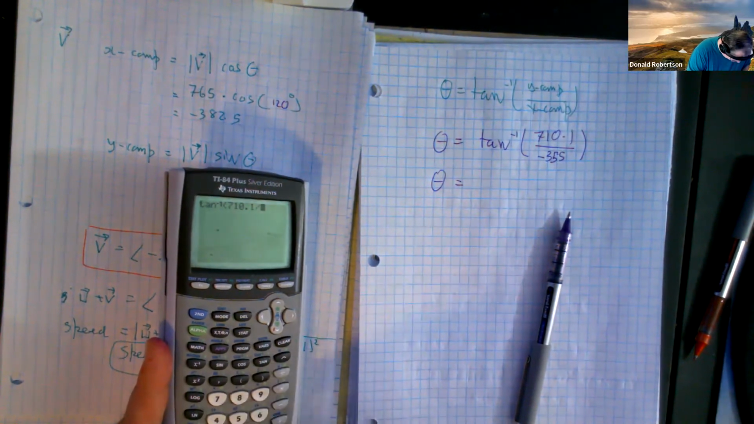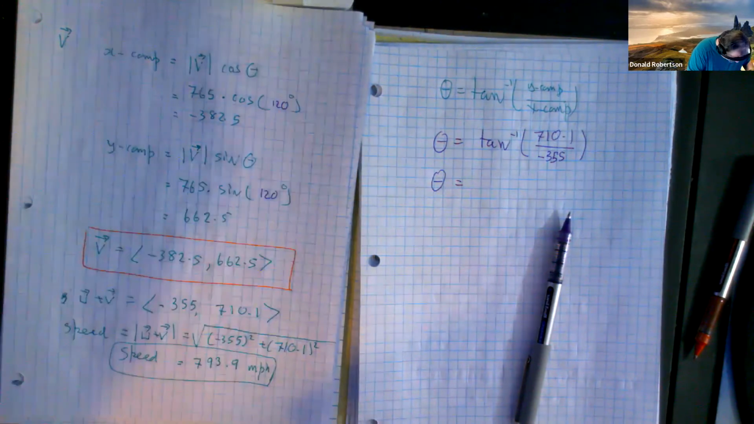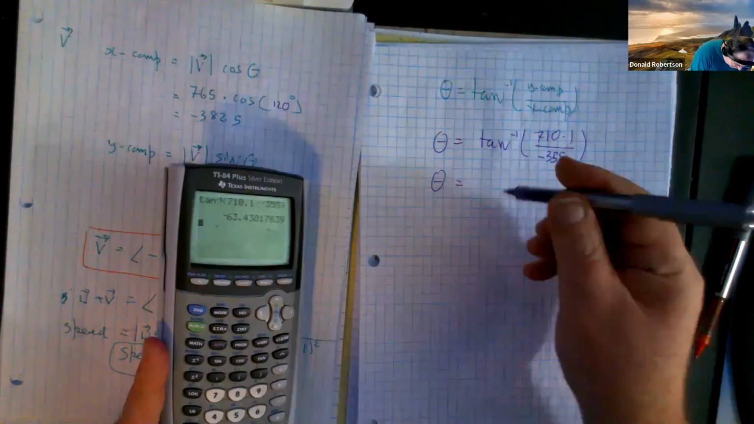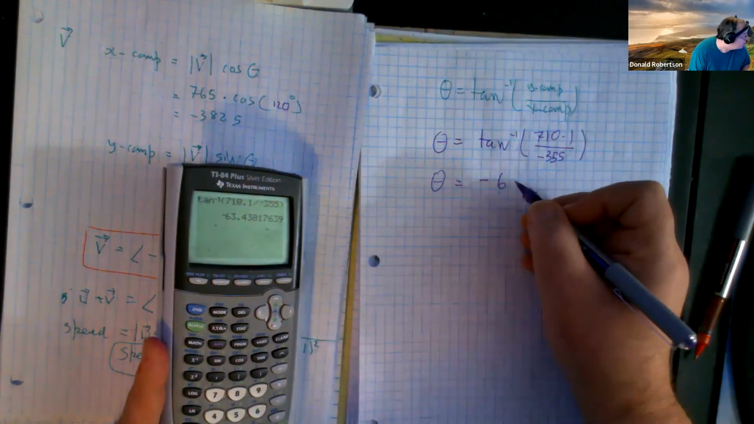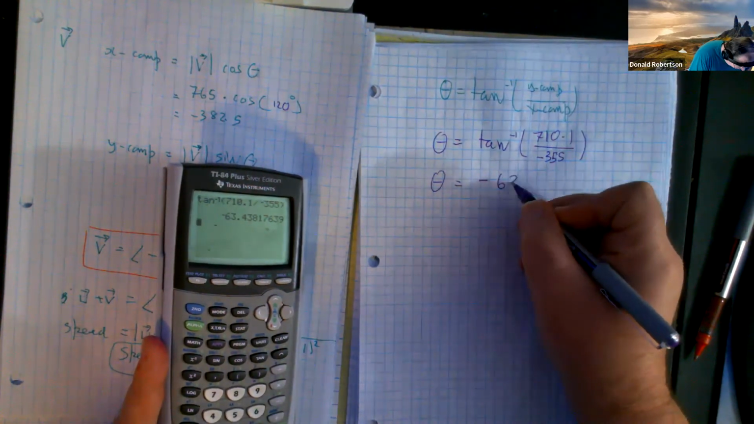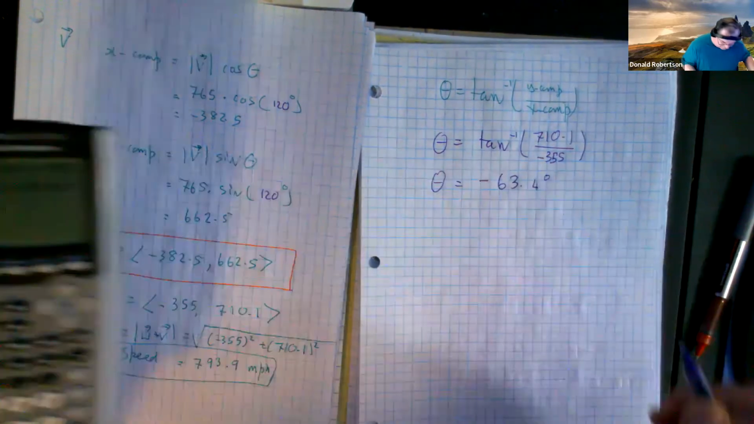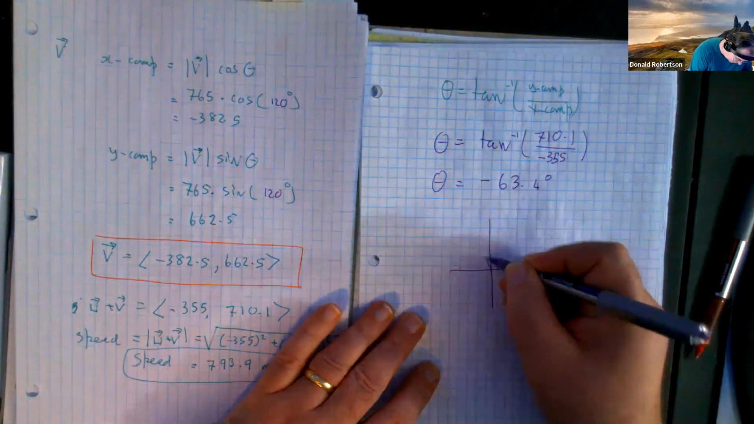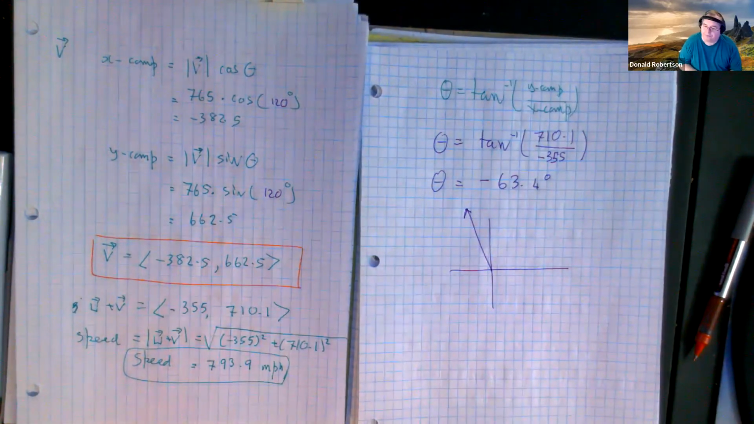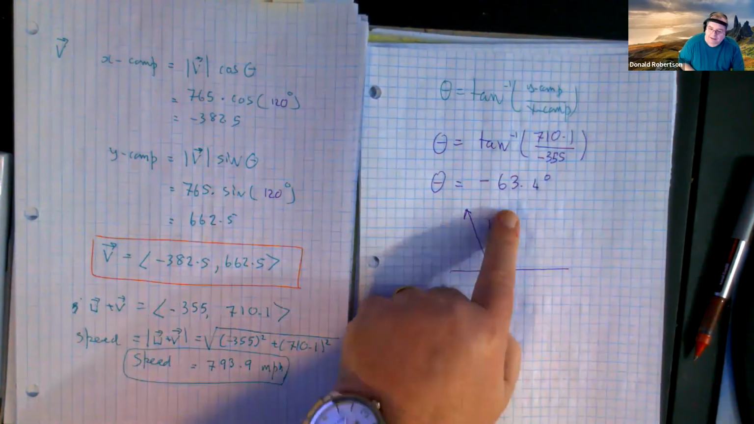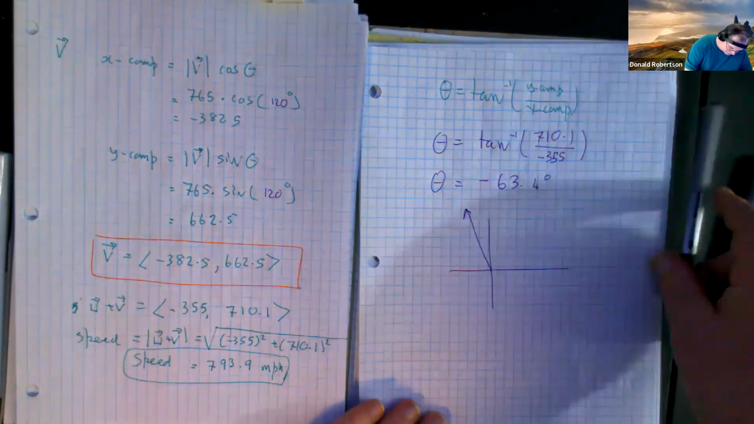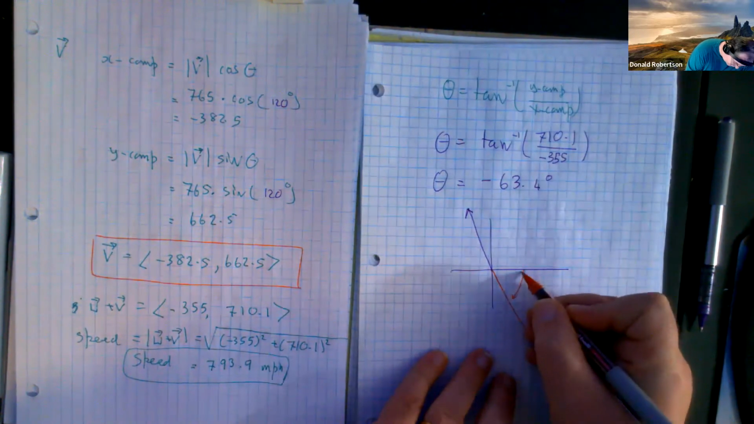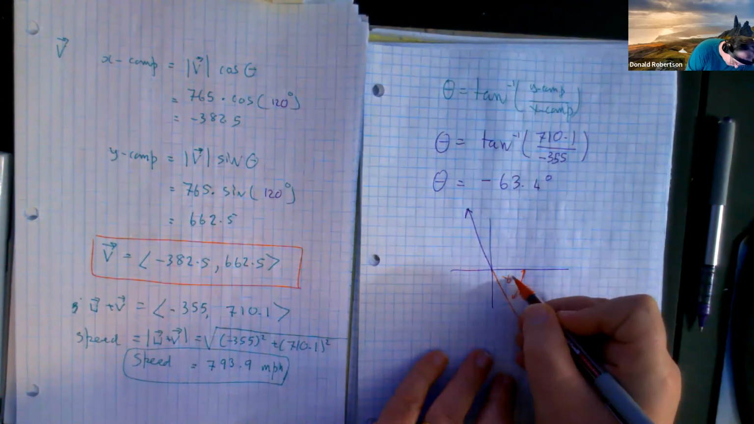710.1 divided by negative 355. And yep, the answer I get, to one decimal place, is negative 63.4 degrees. Now I know that our guy is up there somewhere, right? And that ain't that number. If I try to draw where negative 63.5 is, it would be here, right?